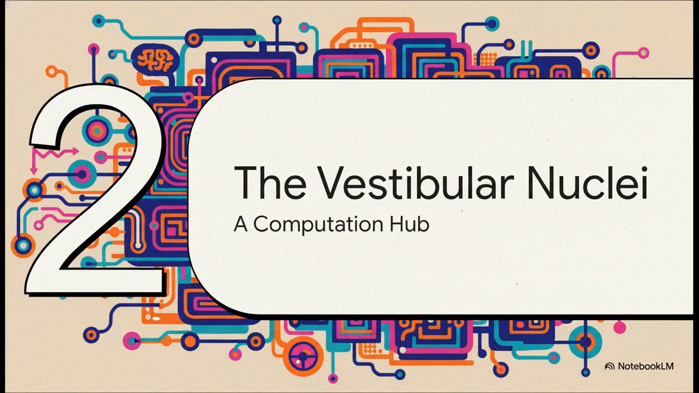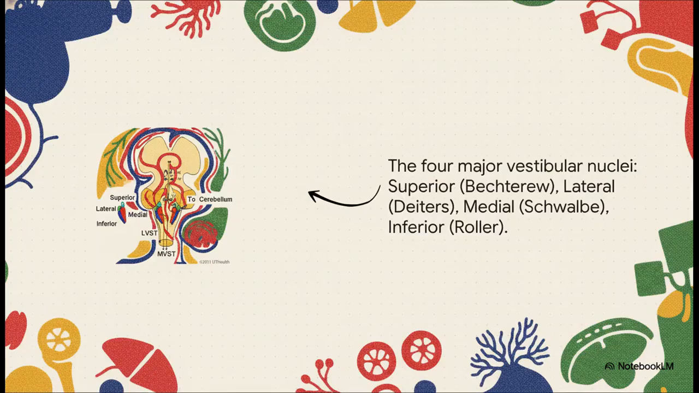Okay, so now let's follow that signal from the periphery as it moves into the central nervous system. These nerve signals from Scarpa's ganglion all arrive at this critical hub called the vestibular nuclear complex, or VNC. It is so important to think of the VNC not as some simple relay station, but as a really sophisticated central processor. As you can see right here, the VNC itself is actually a collection of 4 major nuclei, all hanging out on the floor of the fourth ventricle. We've got the superior, which is also known as Bechterew's nucleus, the lateral, or Deiters' nucleus, the big medial nucleus, called Schwalbe's, and finally the inferior, or Roller's nucleus. And as we're about to see, each one of these has a very specialized job to do.